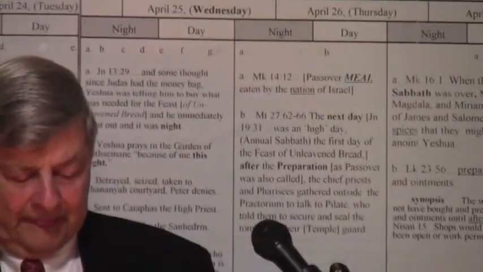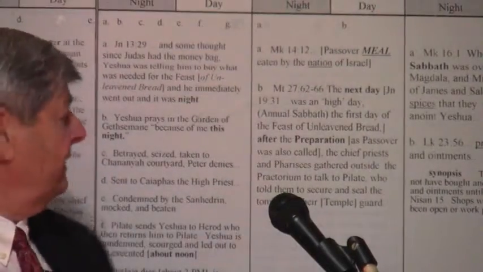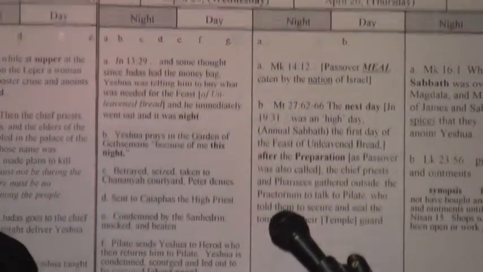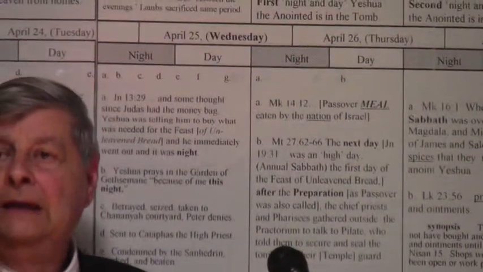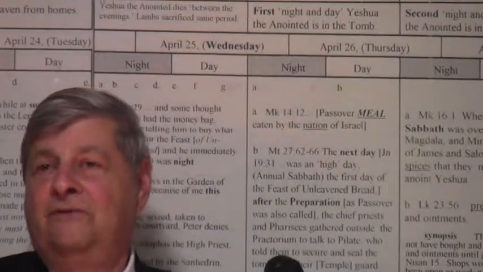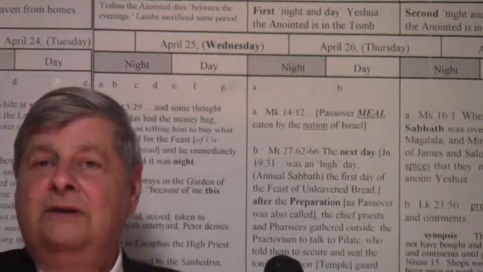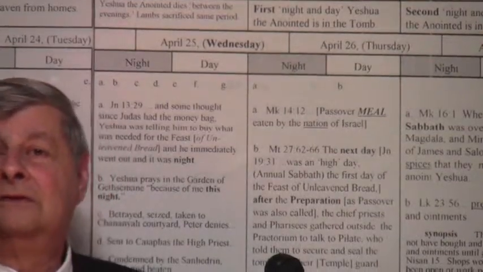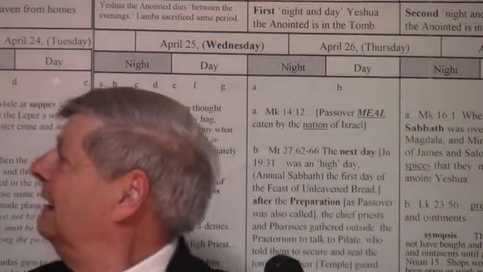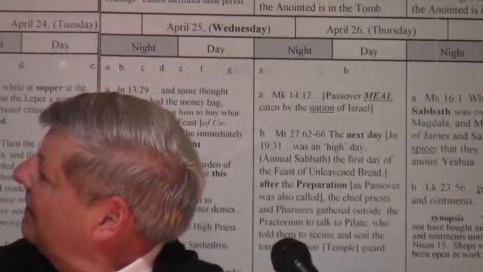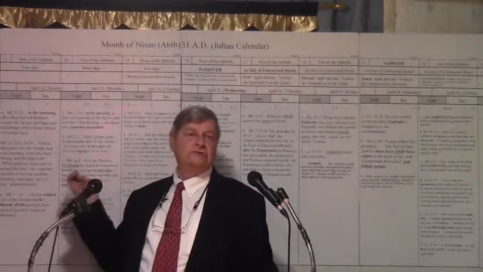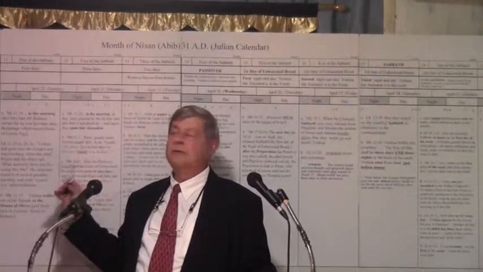Now, you will have Sunday keepers who will say, well, look, this is a Wednesday. We know that this happened on Good Friday. Wrong. It did not happen on Good Friday. What's good about our Savior being killed on Good Friday? It didn't happen. It's a myth. And in the paper that we have called The Myth of the Good Friday Death, Easter Sunday Resurrection, this chart is in that paper.